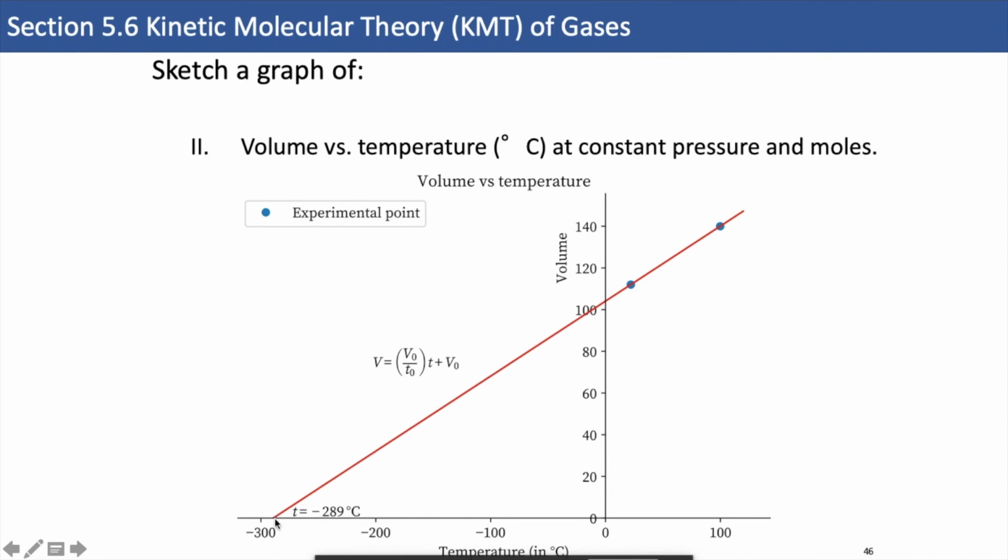It's not exactly negative 273, but that's because this is just an experiment that someone conducted, and I thought it was an interesting graph. It's pretty cool that you can just extend this down and inevitably find a point between negative 300 and negative 200 degrees Celsius, and that would be the theoretical 0 point for temperature.